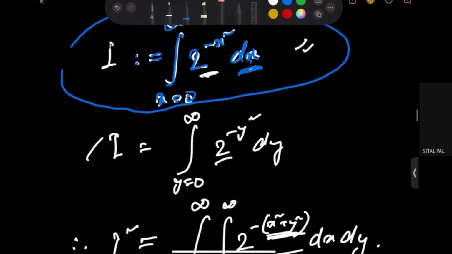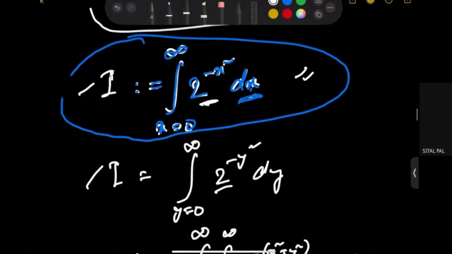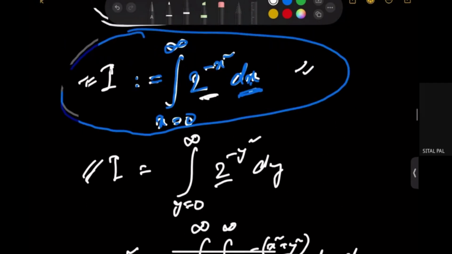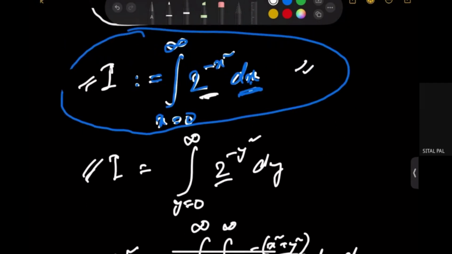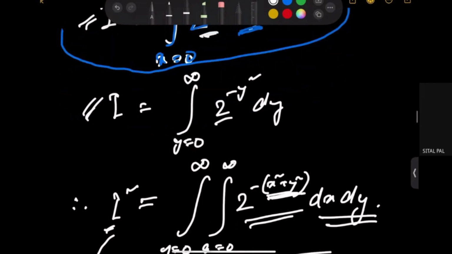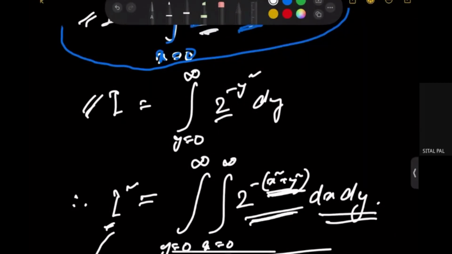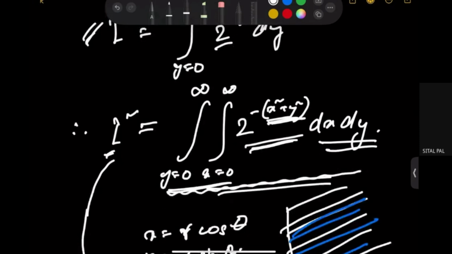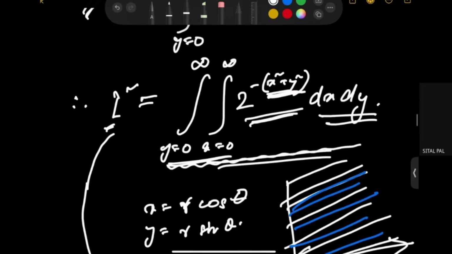Now if you multiply these two, you get I squared, right? And it becomes a double integral, 0 to infinity, 0 to infinity, e to the power minus (x squared plus y squared). Precisely this one. Are you following? Yes, yes. So this becomes a very beautiful double integral that we can find, because we have covered these things in the last session. X squared plus y squared.